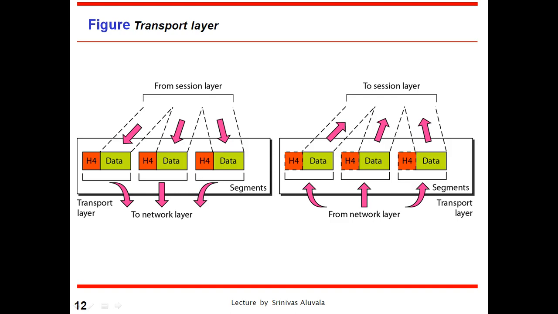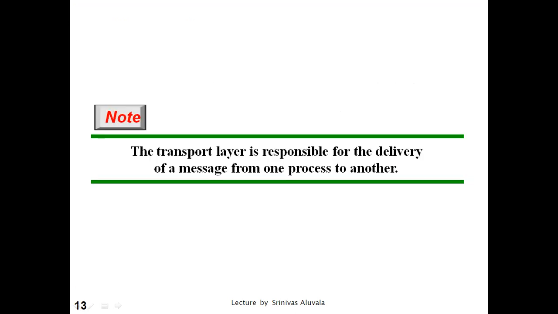It also takes the responsibility of connection control. The transport layer can be either connectionless or connection oriented. A connectionless transport layer treats each segment as an independent packet and delivers it to the transport layer at the destination. A connection oriented transport layer makes a connection with the transport layer at the destination machine first before delivering the packets. After all the data is transferred, the connection is terminated. The transport layer is responsible for delivering the message from one process to another process.